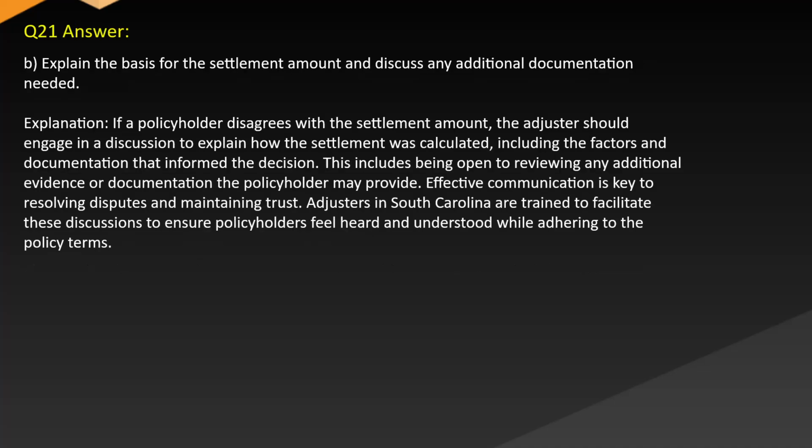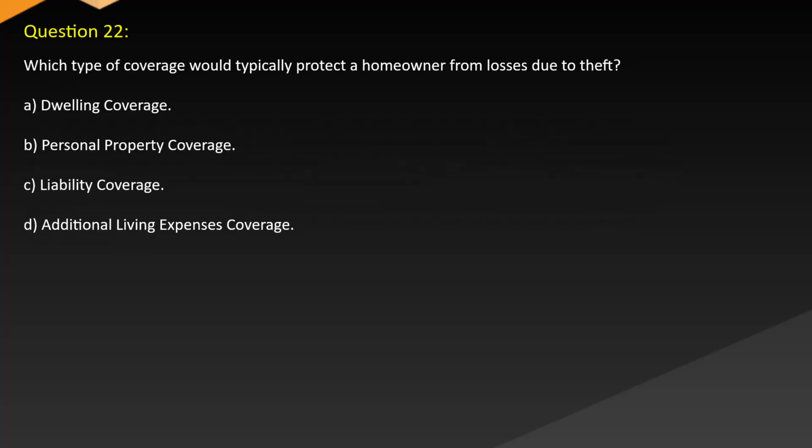Answer: B. Explain the basis for the settlement amount and discuss any additional documentation needed. Explanation: if a policyholder disagrees with the settlement amount, the adjuster should engage in a discussion to explain how the settlement was calculated, including the factors and documentation that informed the decision. This includes being open to reviewing any additional evidence or documentation the policyholder may provide. Effective communication is key to resolving disputes and maintaining trust. Adjusters in South Carolina are trained to facilitate these discussions to ensure policyholders feel heard and understood while adhering to the policy terms.